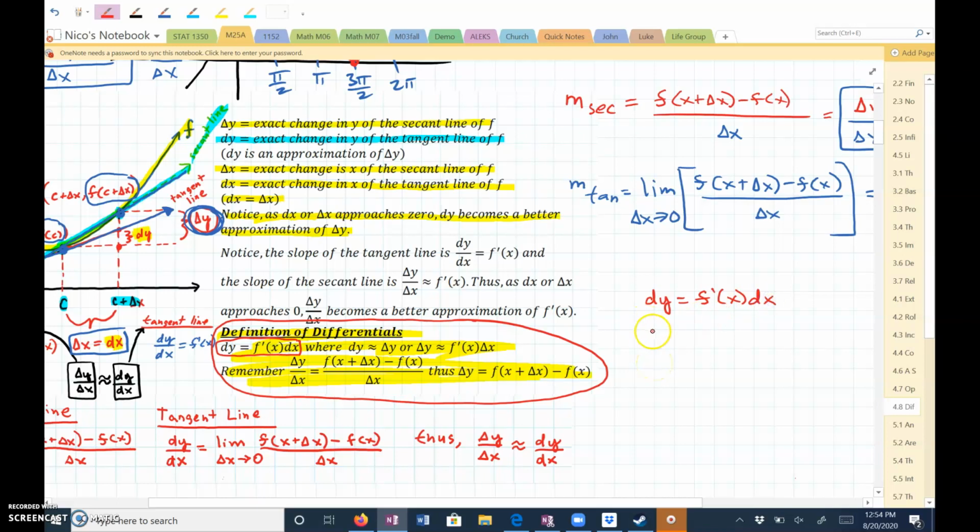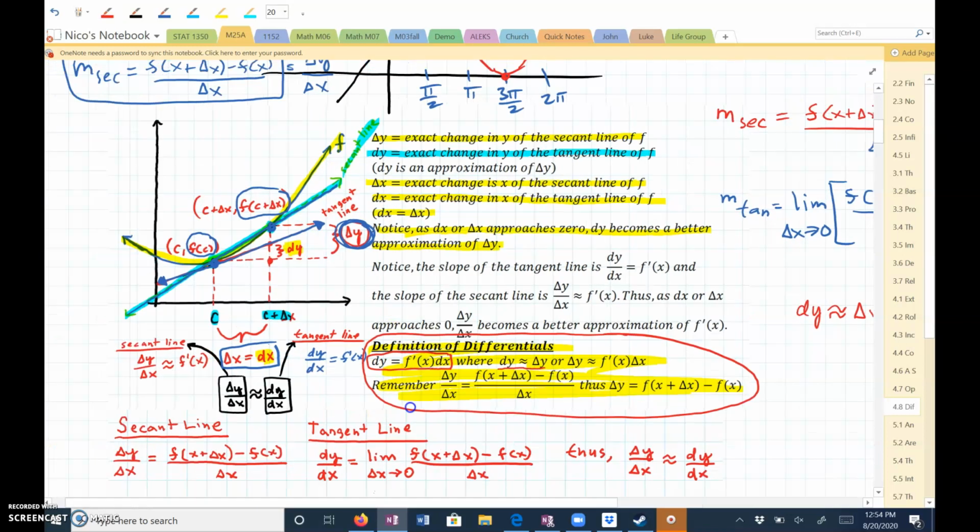That simply comes from the definition of a derivative, which is dy dx equals f prime of x. And then all we're doing is multiplying both sides by dx to get the dx to the other side. So that's all that's going on there. Okay. And then remember right here that dy is an approximation of delta y.